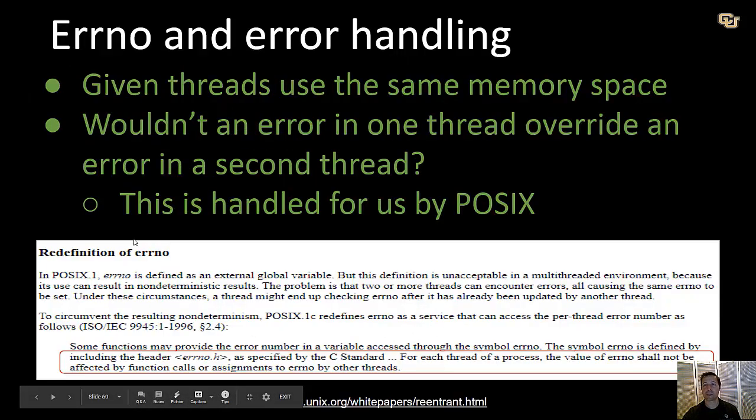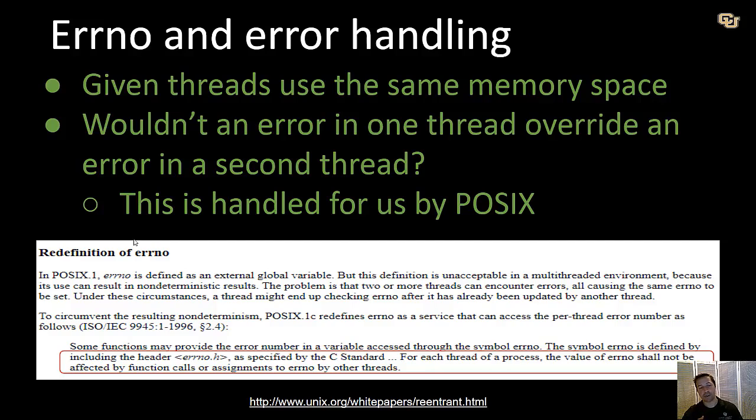Given what we just talked about with threads and threads sharing memory space, you might say, wouldn't there be a problem if errno was set by one thread and then an error happened in a second thread? Wouldn't the second thread override the errno that happened in the first thread? Normally, if we were just using a global, that would be the case. However, the POSIX standard specifies that errno is more than just a global. It's actually using what's called thread local storage. So you're guaranteed to have a separate copy of errno that's valid for every thread that you're using and will only be set by the current thread you're running in.